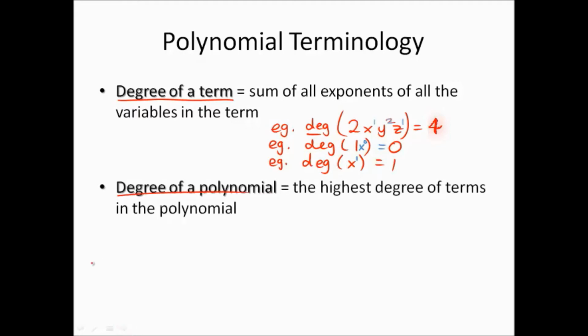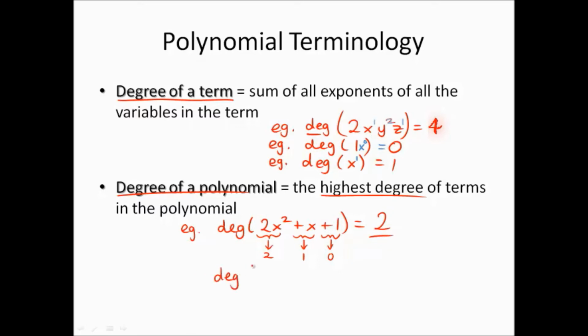You could then be asked to find the degree of the polynomial, so of a series of terms. So that would be the highest degree of all the terms in the polynomial. Let's look at an example of that. Say you had to find the degree of 2x squared plus x plus 1. So what is the degree of this polynomial? Well, we've got three terms. The degree of this term is 2, this term is 1, this term is 0. So what is the highest degree? 2.